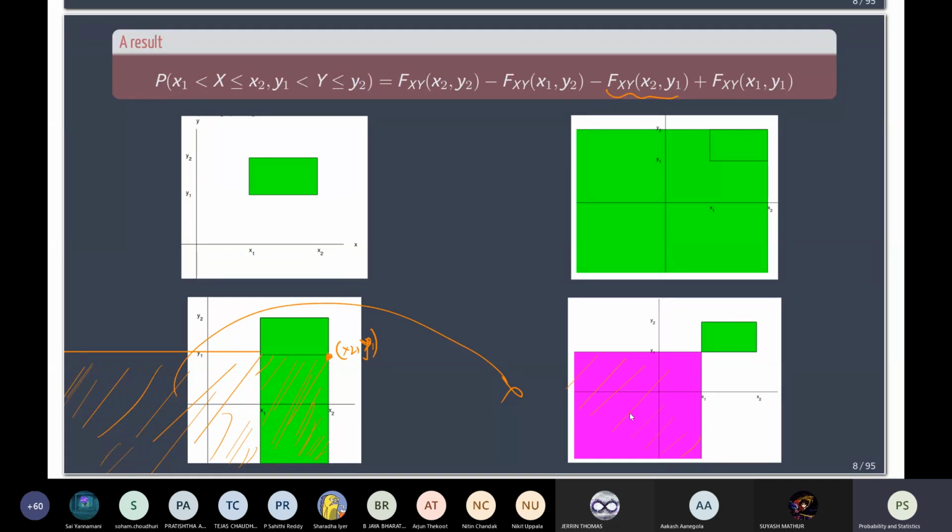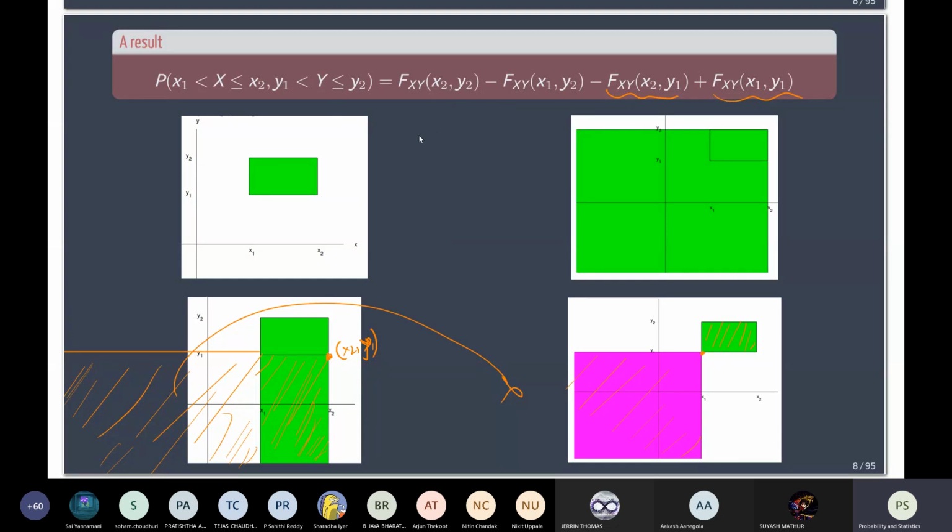If we add it back, that will be the x1 y1 term here. So we add it back to avoid double deletion. After doing that, we will be left with only this region. That's why this explains the pictorial proof of this formula.